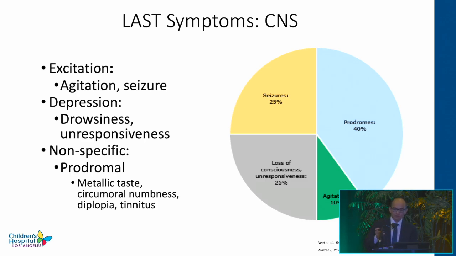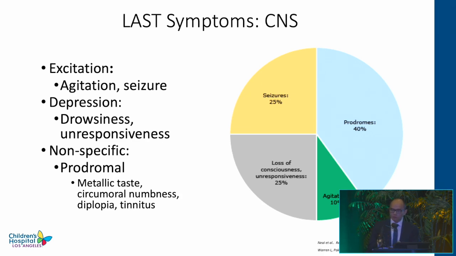For CNS symptoms, you can have either up or down symptoms. Excitation is due to the inhibition of cortical inhibitory neurons, so you have agitation and seizures. For depressant symptoms, you have drowsiness and unresponsiveness. And for non-specific or prodromal symptoms, you have metallic taste, circumoral numbness, tinnitus, or diplopia.